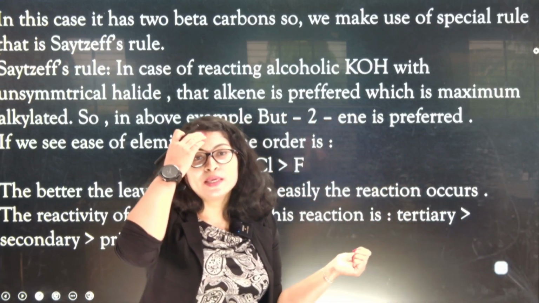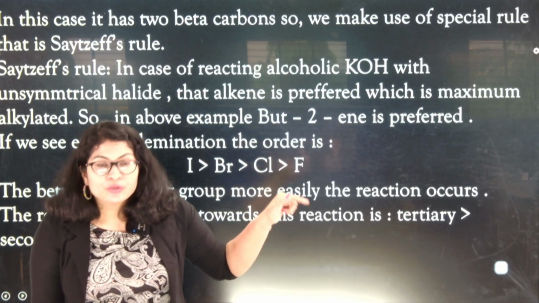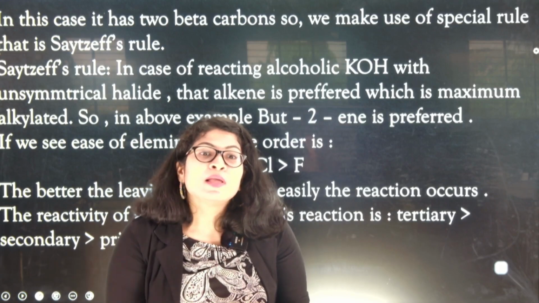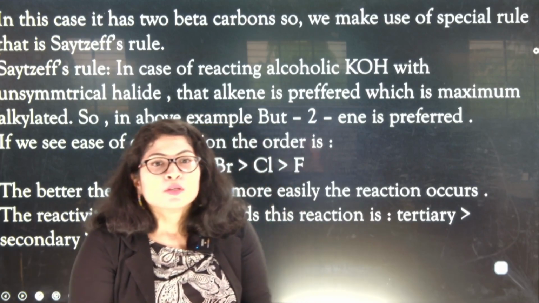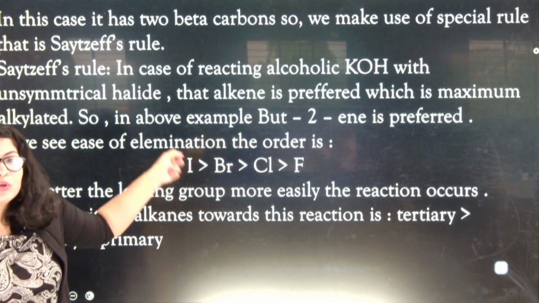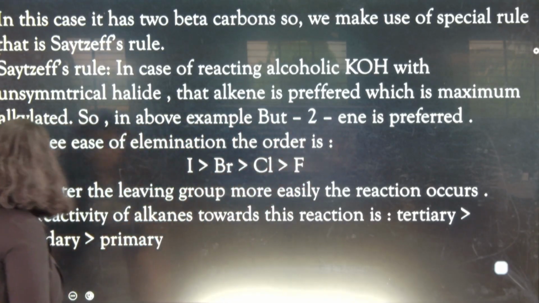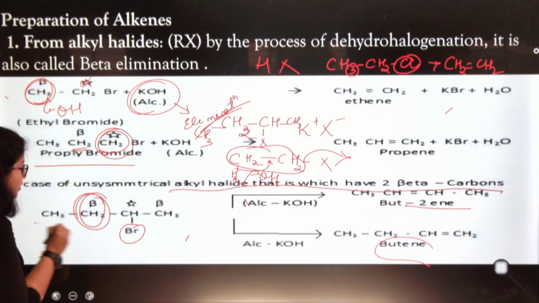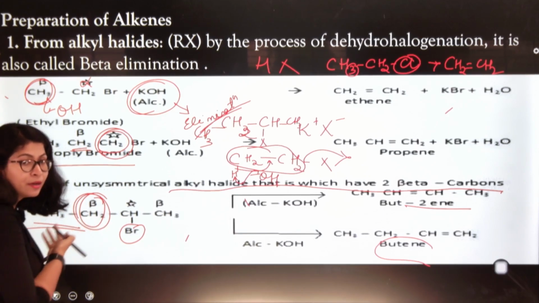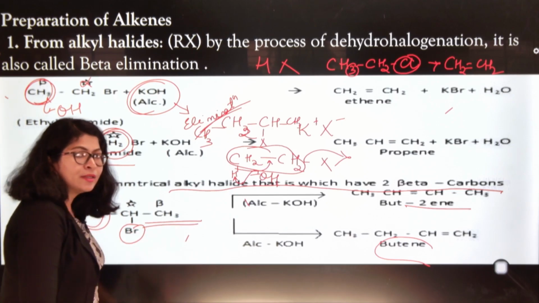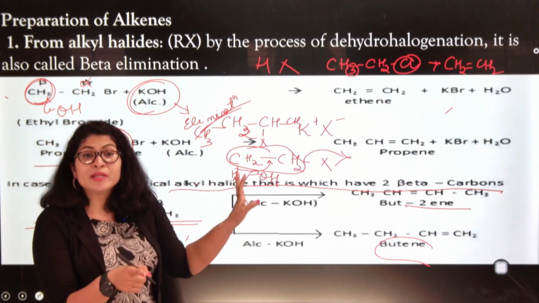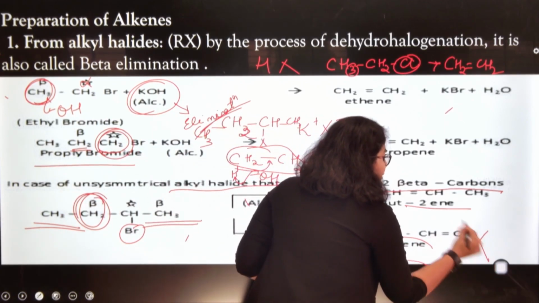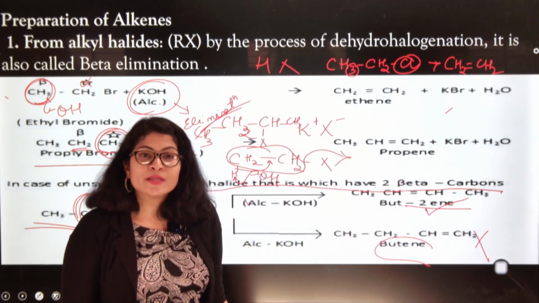So in case of reacting alcoholic KOH with an unsymmetrical alkyl halide, that alkene is preferred which is maximum alkylated, basically the bulkier one. In both the examples, but-2-ene is preferred. Why? If I look at this carbon, it is maximum alkylated because it has a CH3 group associated to lengthen the chain. But here there is only one CH3 and this is the terminal carbon. So basically terminal alkenes are not preferred. This but-1-ene is a minor product, but-2-ene is the major product, and this is as per Saytzeff's rule.